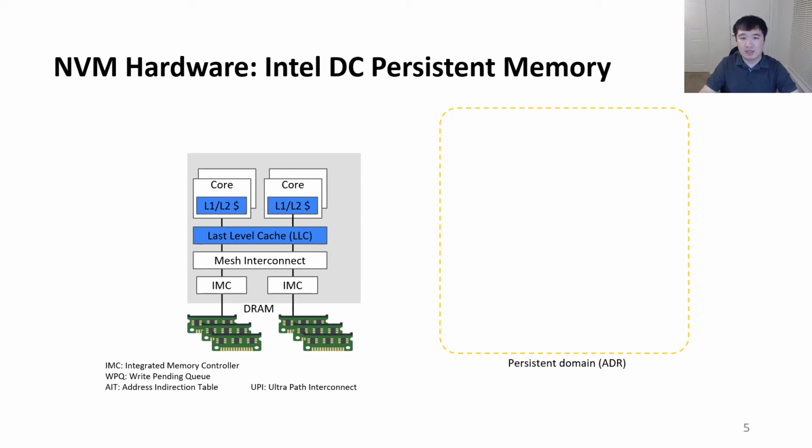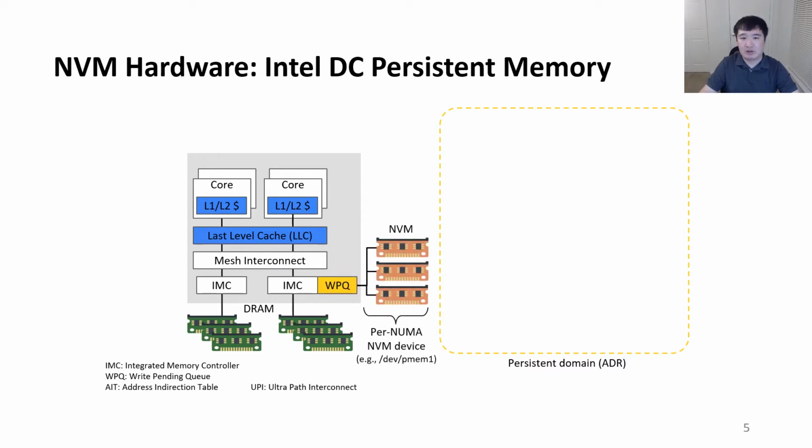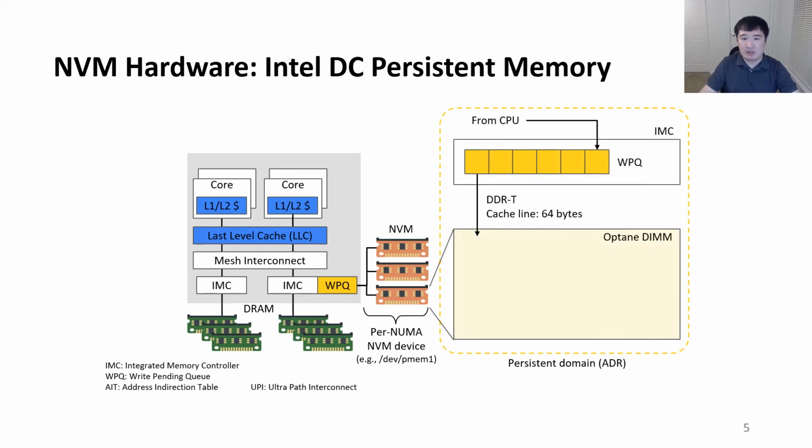Let me explain the architecture of NVM in detail. This is the current processor's architecture. If a system has NVMs, they are attached to each socket. When NVM writes are requested, the write operation will be inserted into the write pending queue, which is in the persistent domain. The I/O granularity between the memory controller and Optane DIMM is 64 bytes, which is the size of a single cache line.